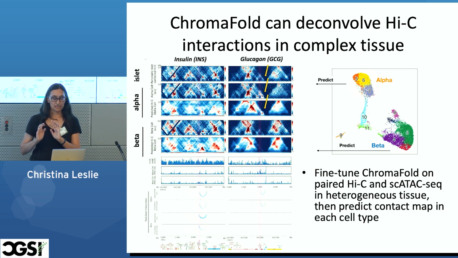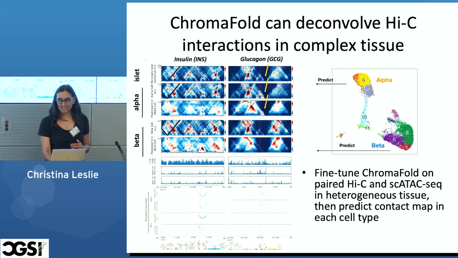Here we're doing this in pancreatic islets. There's published bulk Hi-C data, there's single cell ATAC, we fine tune, and then we're making predictions in beta cells and alpha cells. For a long time, we didn't know how to validate this, and then someone actually went to the work of sorting out alpha cells and beta cells and published Hi-C, and then we could benchmark. It's not perfect, but let me just show you.